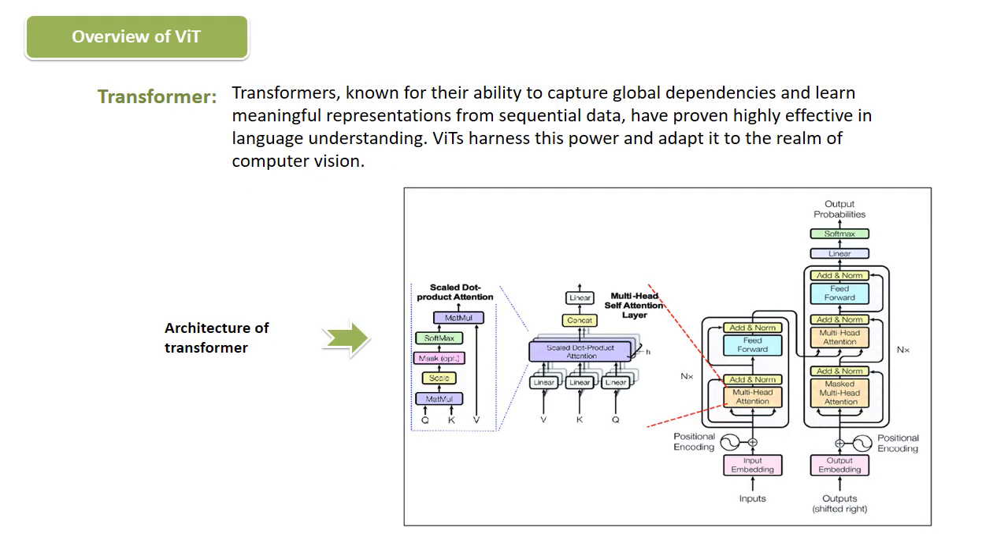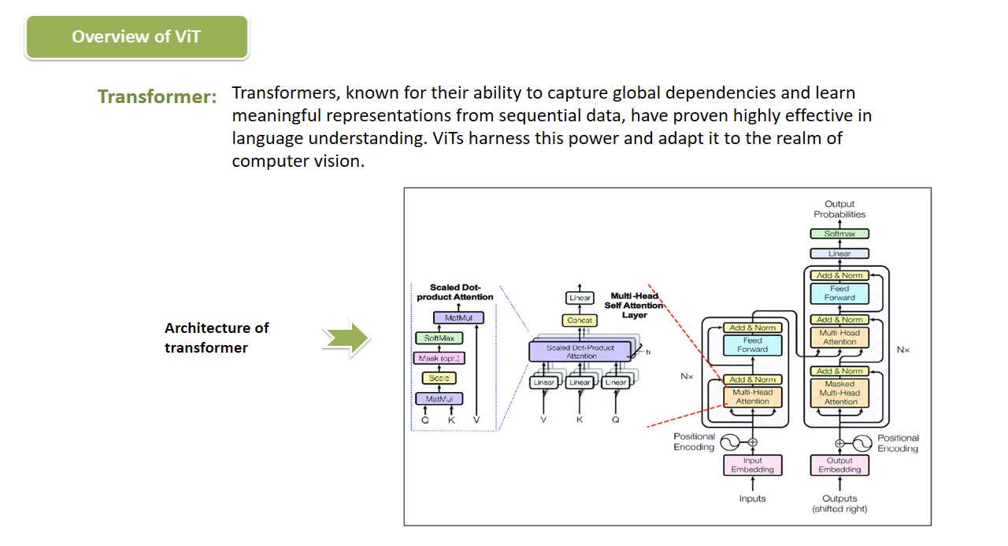Here we go. This is the architecture of the transformer. Transformers are known for their ability to capture global dependencies and learn meaningful representations from sequential data, and they have proven highly effective in language understanding. Our architecture harnesses this power and adapts it to the realm of computer vision. However, this happens by replacing the convolutional layers of CNNs with a self-attention mechanism. ViT excels at capturing both local and long-range dependencies within the images, and this is the goal.